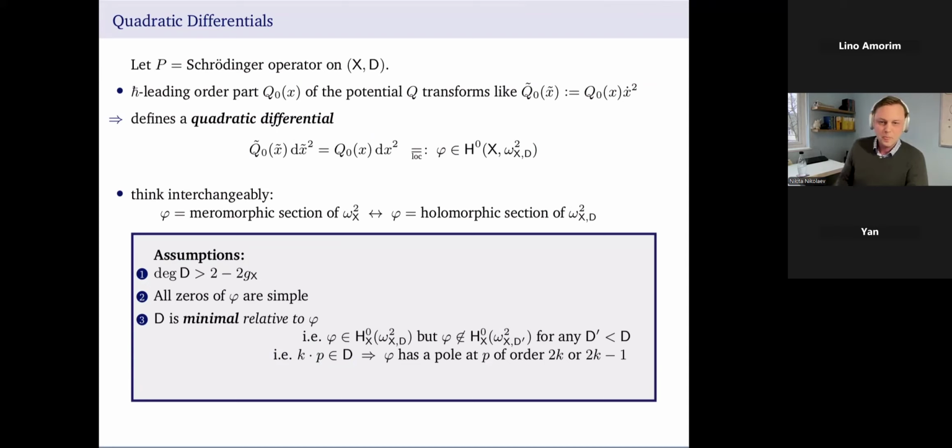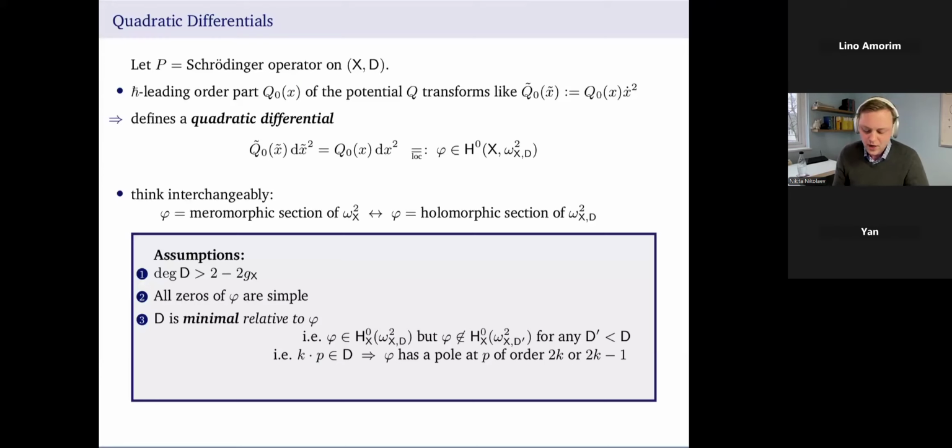No less, no more. Is this the last assumption essential for the Resurgence result? No, this one is just bookkeeping. So when I say a Schrödinger operator on X comma D, I want this. Otherwise you basically, you can think of it this way.